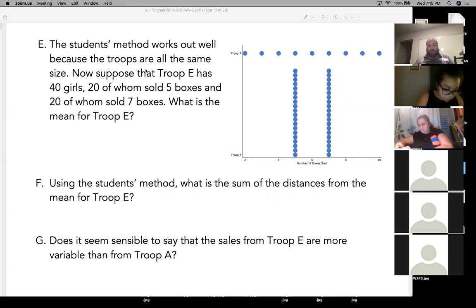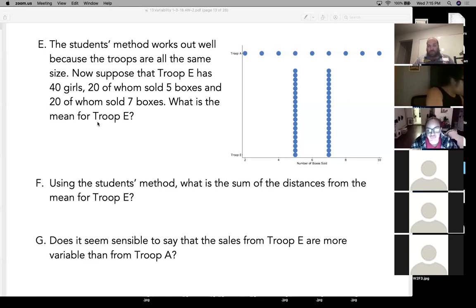But what if they're not all 9? Like this example here. Now there's 40 girls, 20 of whom sold 5 boxes, 20 of whom sold 7 boxes. What's the average if half of them were 5 and half of them were 7? Anyone? 6. The average is 6, right? 6 is right in the middle, correct?